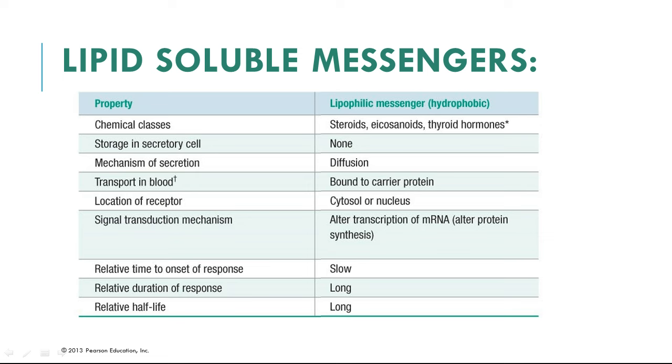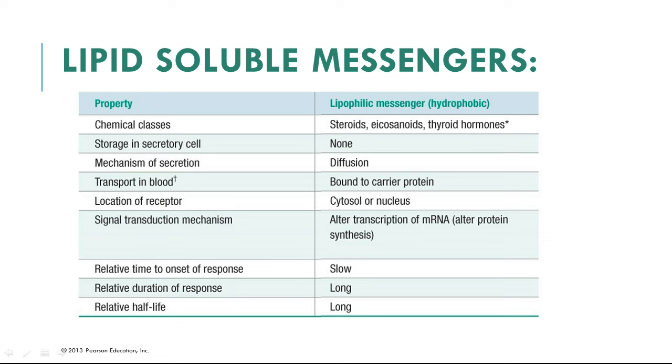Okay. So now, these chemically speaking are your lipid soluble messengers, or steroids, eicosanoids, and thyroid hormones. They can, at the target cell, as we're going to see, diffuse across not only the target cell, but across the membrane of the releasing cell.